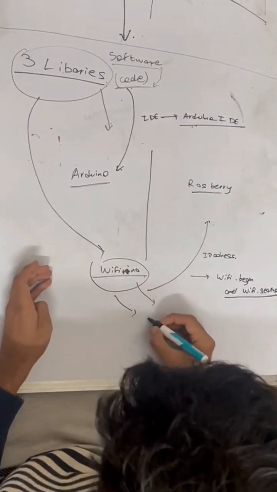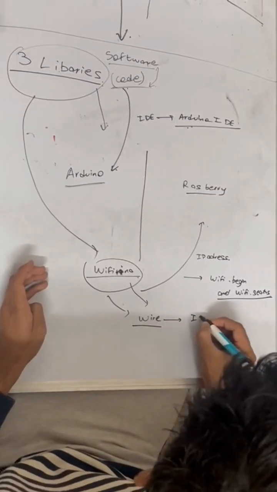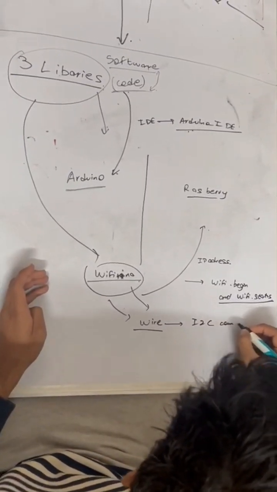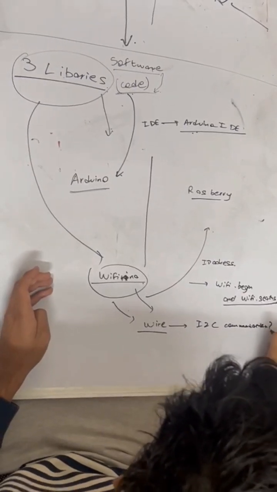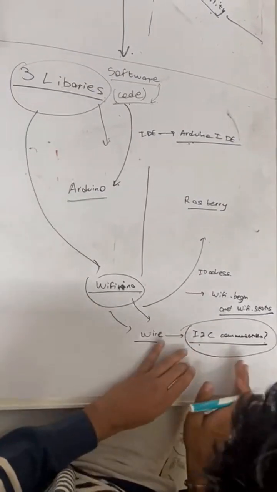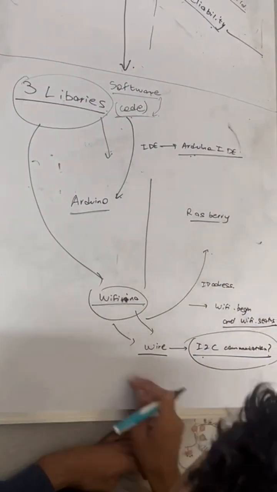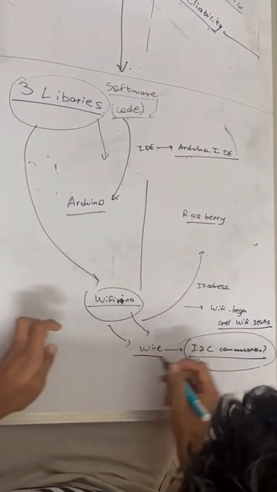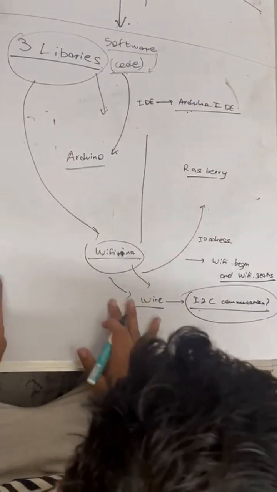Another library that I'm using is Wire. The Wire library is used for I2C communication. And what is I2C communication? I'll explain it later in the code, because we can understand I2C communication in a better way while I explain the code. Right now I'm explaining the libraries and their functions.